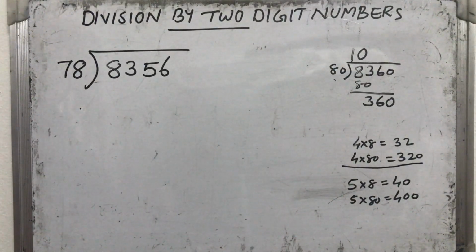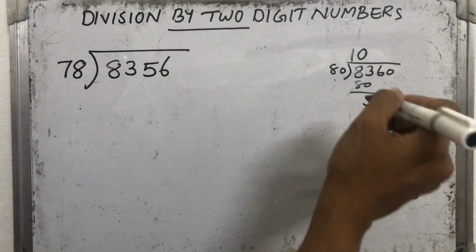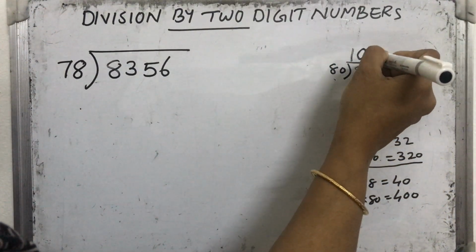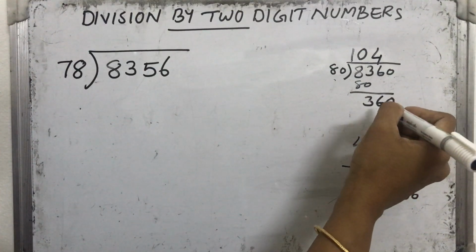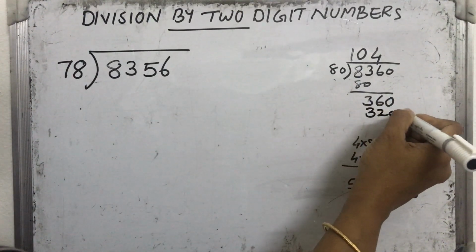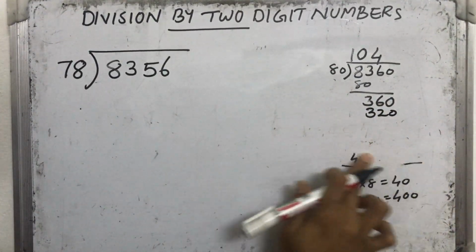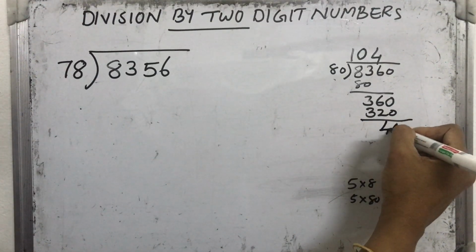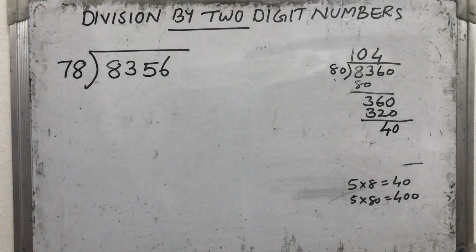We want to take this multiplication factor. 4 into 80 is 320. So how many 80s will be in 360? Only 4. 4 into 80 is 320, and by subtracting we will get 40. 0 minus 0 is 0, 6 minus 2 is 4. Okay, now we got the answer.